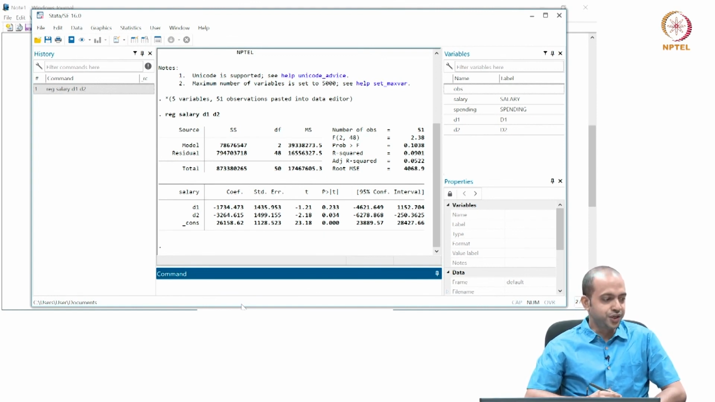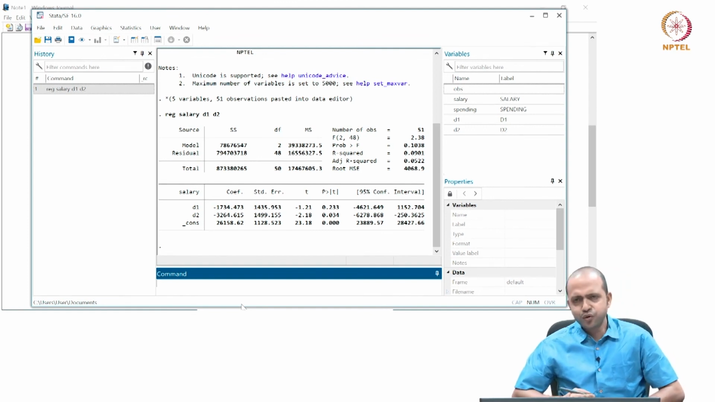What about D2? The corresponding t value is 2.18 and the p value is 0.034. If you multiply the p value by 100, it becomes 3.4. 3.4 is greater than 1, but less than 5. So, it is significant at the 5% level. Then what would be our conclusion? That the salary of primary school teachers from the Southern region is significantly lower than that of the Western region, since the coefficient is negative. Okay. So, that is how you have to compare.